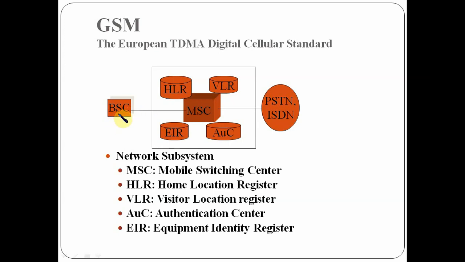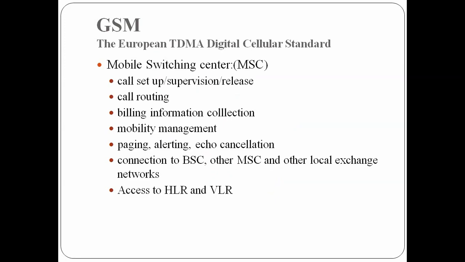That is the BSC connected with MSC. The network subsystem block will be given. It is a mobile switching center. It is the main part. And some home location register already we see. Visitor location, authentication center, EIR. It is the equipment identity register. That will give the details under the MSC. Works under the MSC, under the network subsystem. That is the MSC. Main MSC works, that is the functions under this MSC.